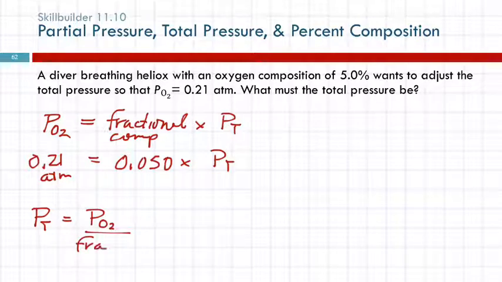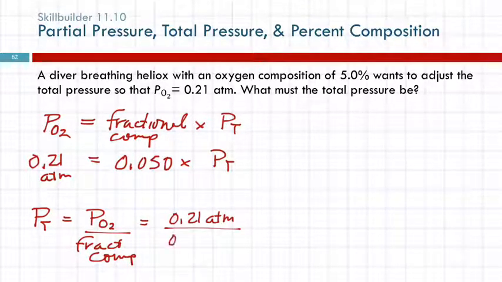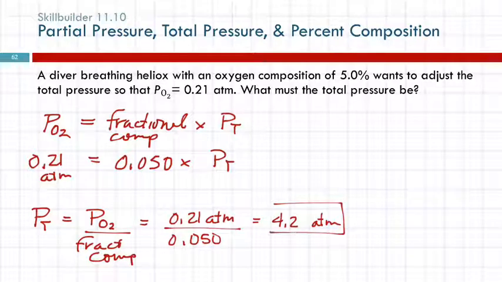Divided by the fractional composition. So 0.21 atmospheres divided by 0.50, 0.21 divided by 0.05, that's 4.2. So the total pressure would need to be 4.2 atmospheres so that you can breathe this heliox and have an optimum oxygen level.